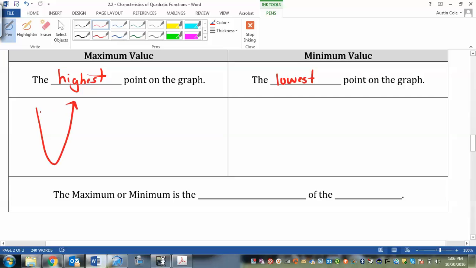Let's try it out. If it opens up, are these arrows ever going to stop? No. They're going to keep going forever and ever and ever. So do I have a highest? No, because it's going to keep going. But I have a lowest point right here. So if we're going to have a maximum, the graph has to open down.